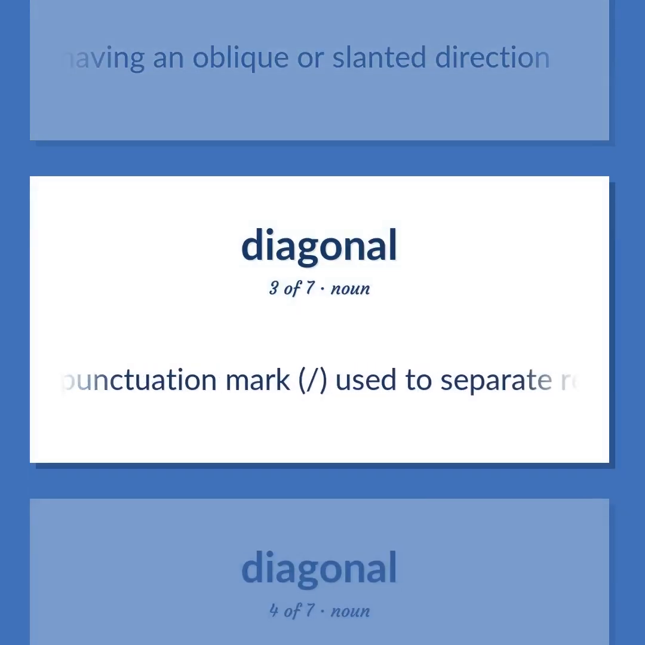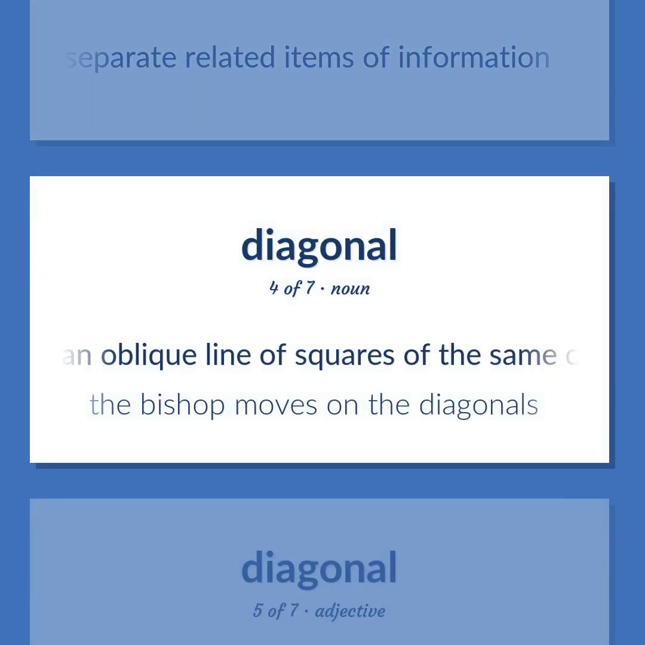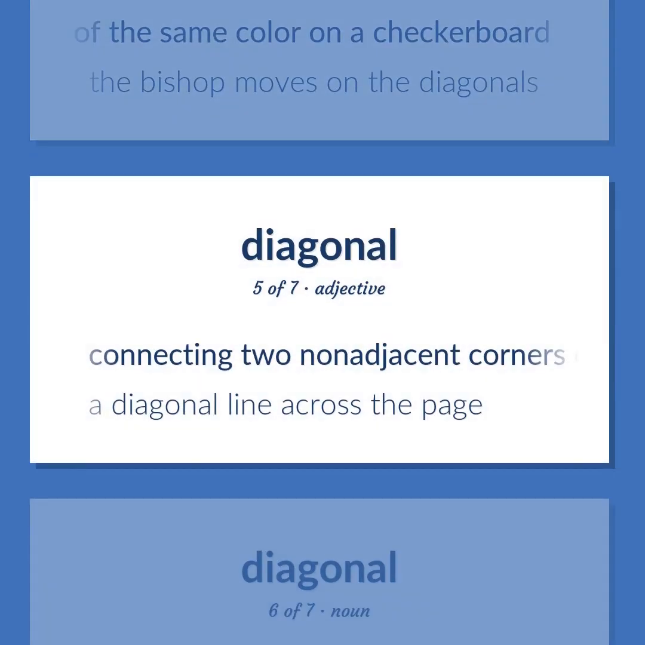A punctuation mark, used to separate related items of information. An oblique line of squares of the same color on a checkerboard. The bishop moves on the diagonals. Connecting two non-adjacent corners of a plane figure or any two corners of a solid that are not in the same face. A diagonal line across the page.